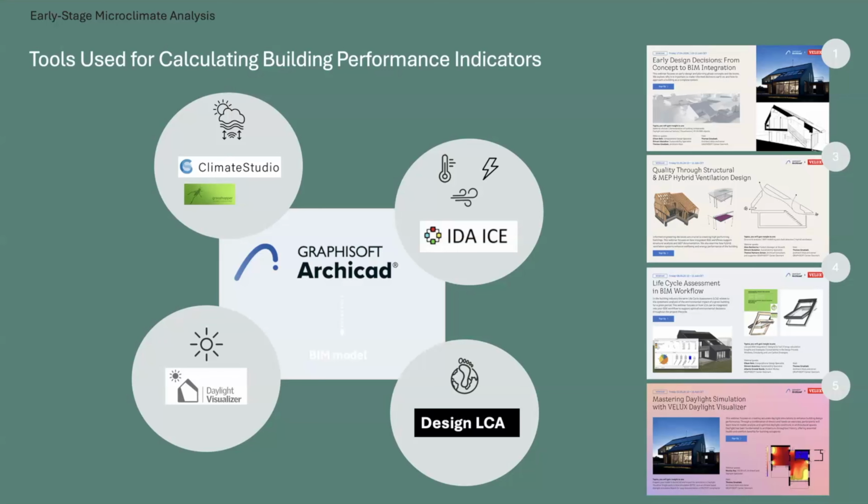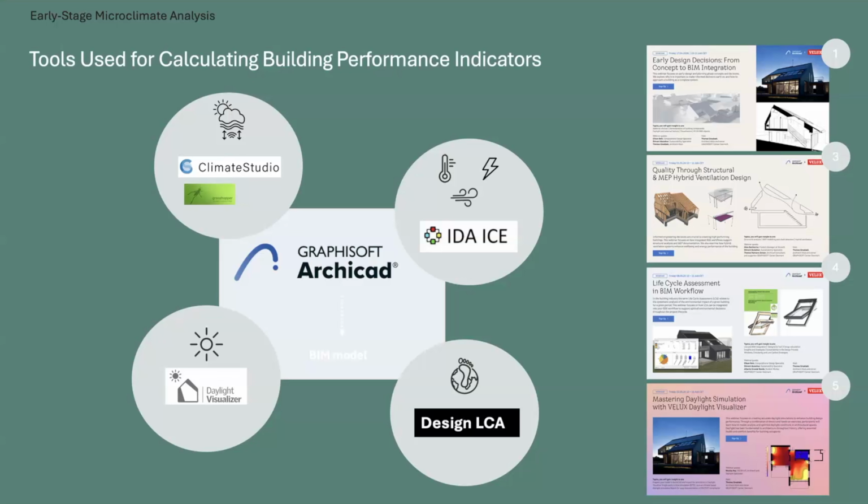But here you can see the tools we have used. There is an ecosystem of tools that we tried to bridge to our ArchiCAD model, the BIM model. We have tools like Climate Studio, which we looked at in one of our early webinars, that lets you do climate-based analysis and early decision making. And then we looked at IDA ICE, which is software that helps you do thermal comfort and ventilation. So we looked at how we did hybrid ventilation in this project.